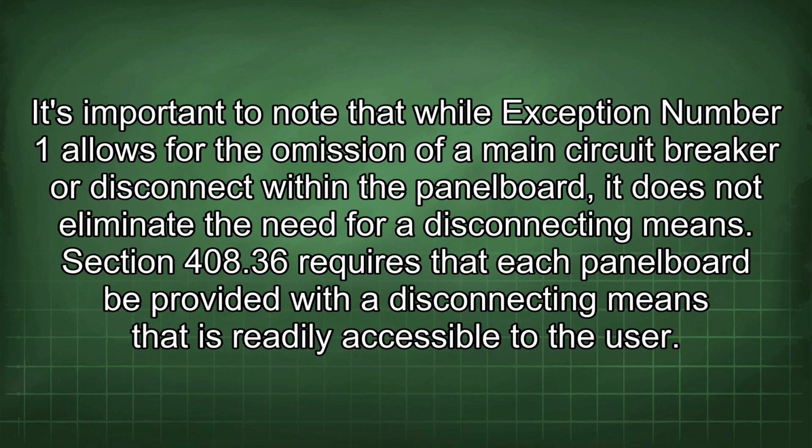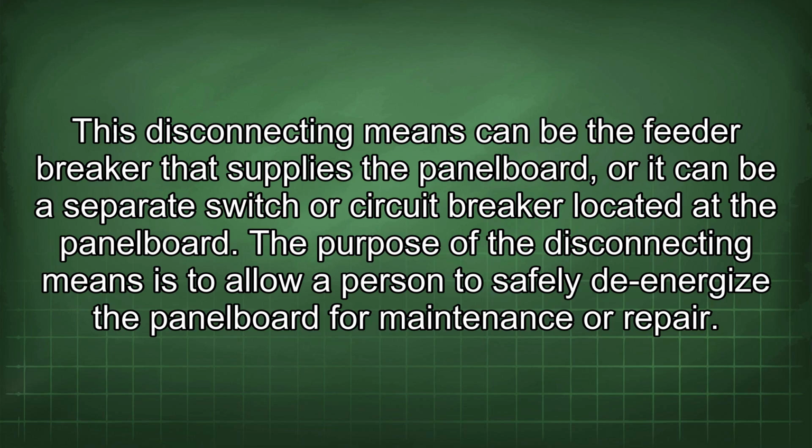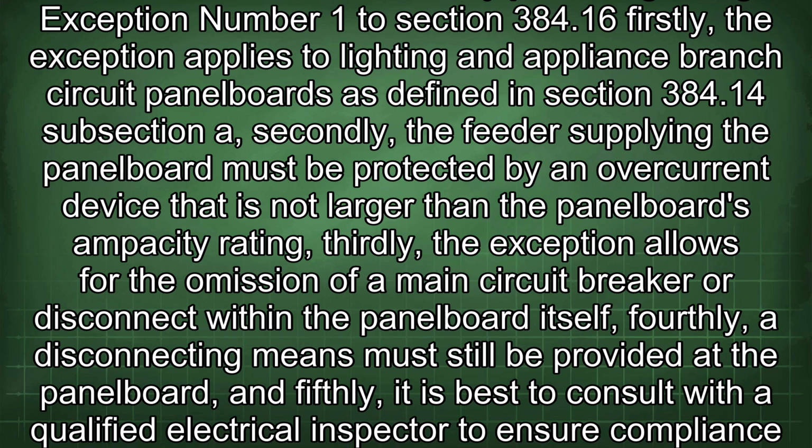It's important to note that while exception number 1 allows for the omission of a main circuit breaker or disconnect within the panel board, it does not eliminate the need for a disconnecting means. Section 408.36 requires that each panel board be provided with a disconnecting means that is readily accessible to the user. This disconnecting means can be the feeder breaker that supplies the panel board, or it can be a separate switch or circuit breaker located at the panel board. The purpose of the disconnecting means is to allow a person to safely de-energize the panel board for maintenance or repair.